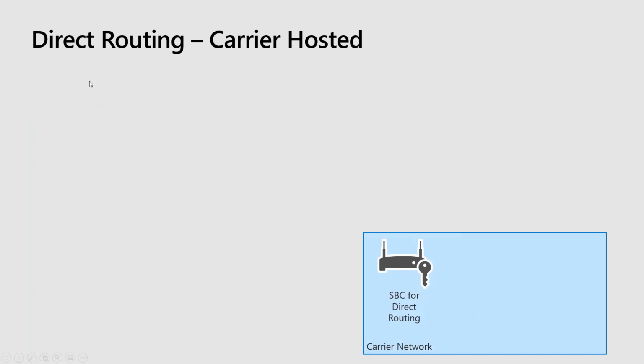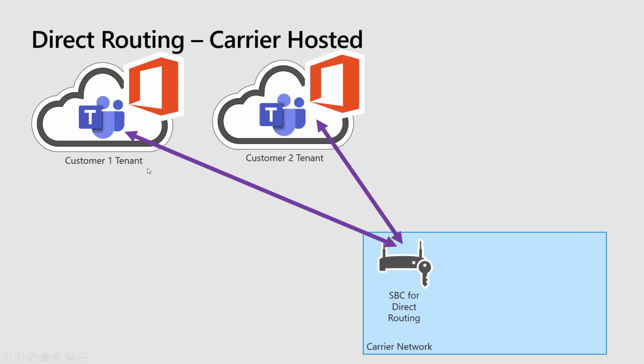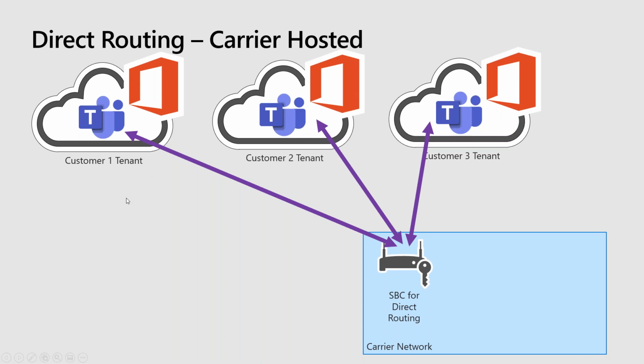So, zooming in a little bit on direct routing for the carrier hosted model: there's maybe one SBC and one customer, but they are working with multiple customers with those same SBCs. So it's more like a shared model. That's why it's not going to be as expensive as hosting an SBC yourself. So you can connect multiple customers to this shared SBC.